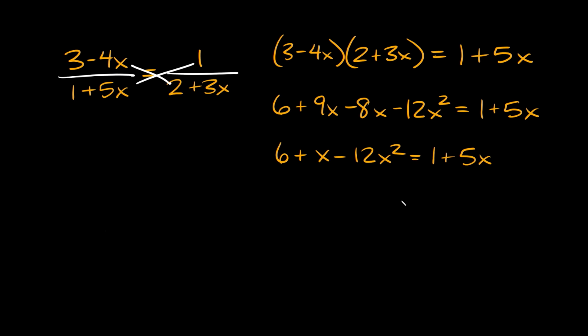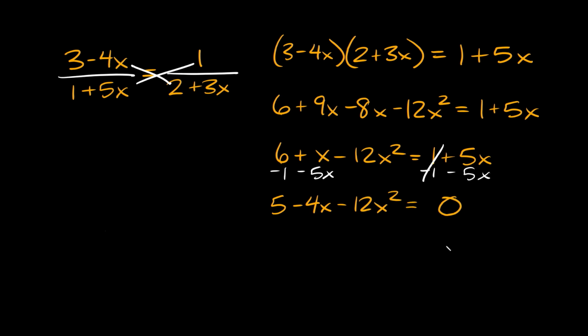All right, now let's get everything to the left side because it looks like we have a trinomial here, right? So let's try and group everything together. So let's subtract this 1 and subtract a 1, and then subtract 5x and subtract 5x. So here 6 minus 1 is equal to 5. 1x minus 5x is equal to negative 4x. And then here we have negative 12x squared. Negative 12x squared, and that's equal to a big fat 0.